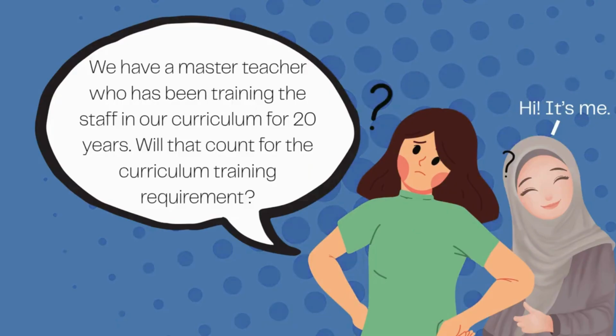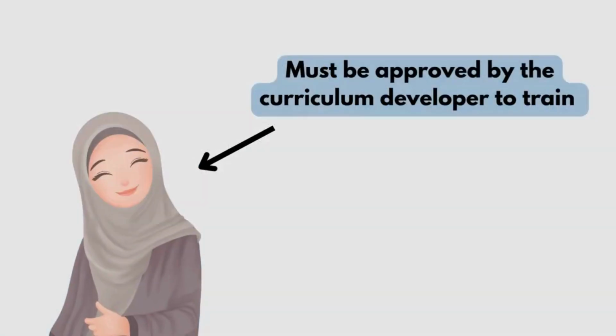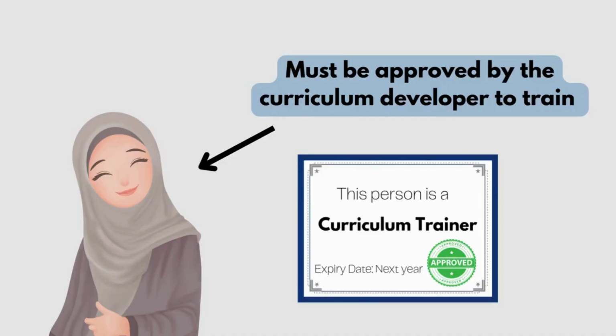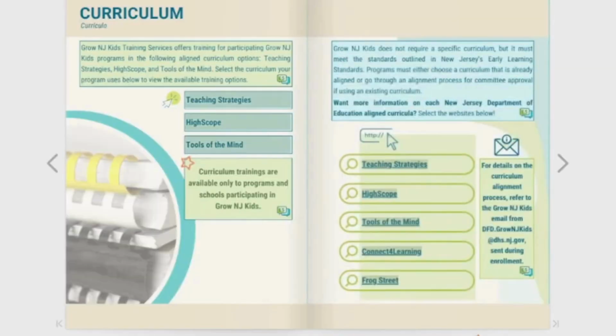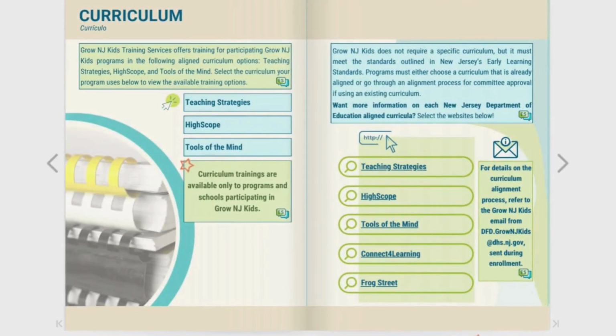We have a master teacher who has been training the staff in our curriculum for 20 years. Will that count for the curriculum training requirement? Only if this master teacher was approved by the curriculum developer to provide the training. This approval will be requested upon submission. Grow-N-J Kids Training Services has partnered with several curriculum developers to provide trainings for educators at various stages. Make use of these opportunities to build meaningful, responsive, professional development pathways for your team.